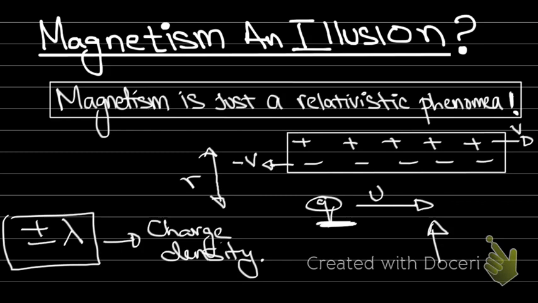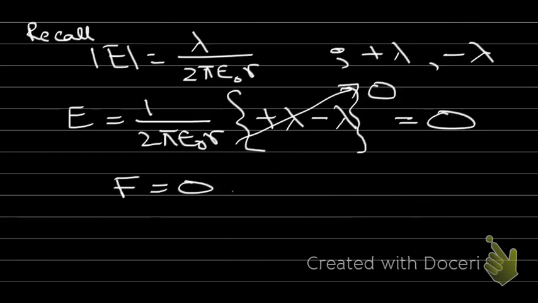And so therefore the wire in this frame will carry a net negative charge, right? Because the negative charge density would be much higher than the positive charge density. And so what that means is there must be some electrical force on this charge. And so I will now derive the Lorentz force using only electrostatics.